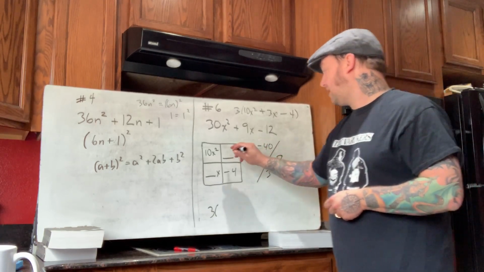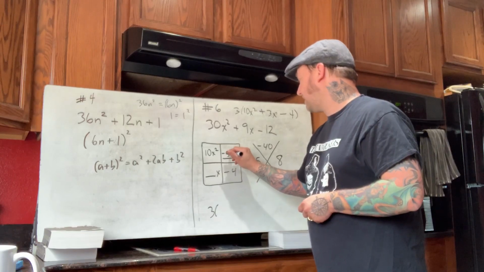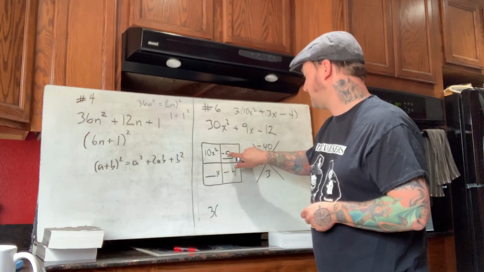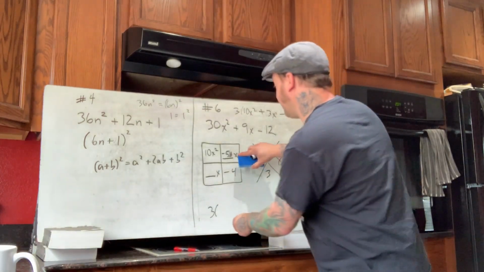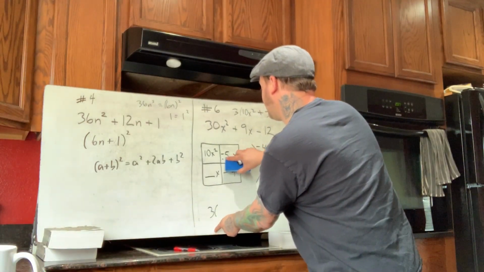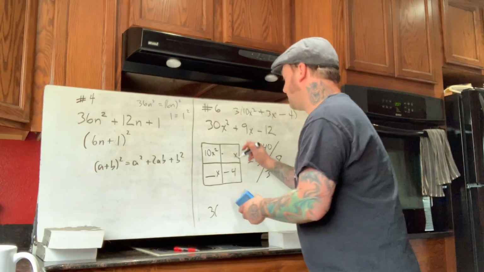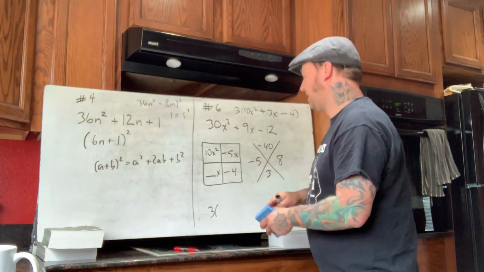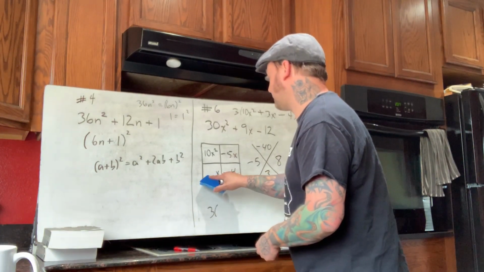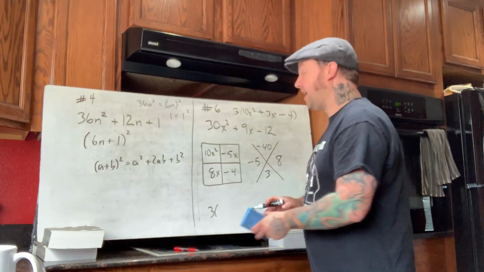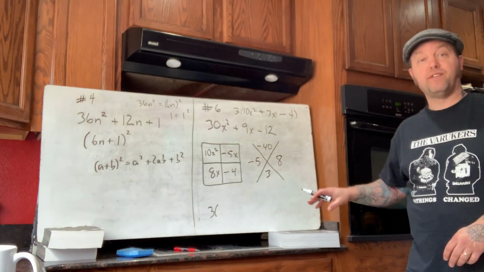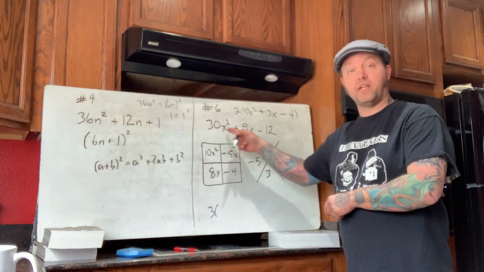So over here, I've got negative 5x. I forgot to bring an eraser home with me. So let's just put negative 5 here. This will be 8.